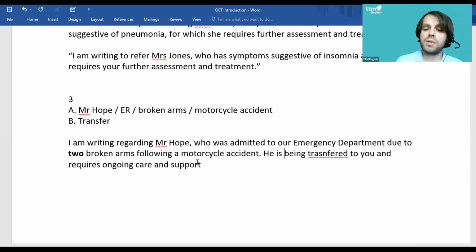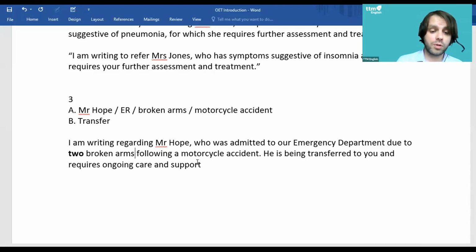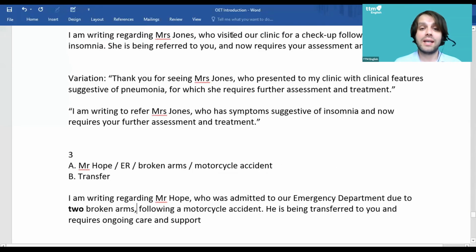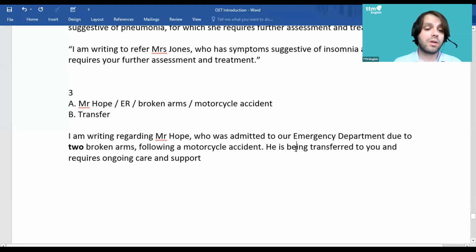Following, he's being transferred to you and requires ongoing. Comma before following. Yeah, well, these are optional commas. This is an optional comma, but you're right. I always put a comma here, but it's optional. You don't necessarily need it, but there are 2 clauses, so I like the comma there. He's been transferred to you and requires ongoing care and support.